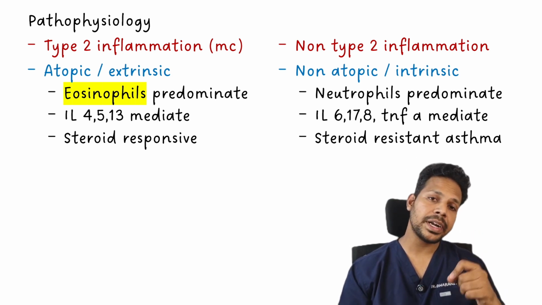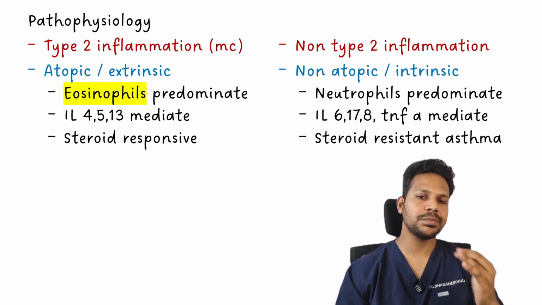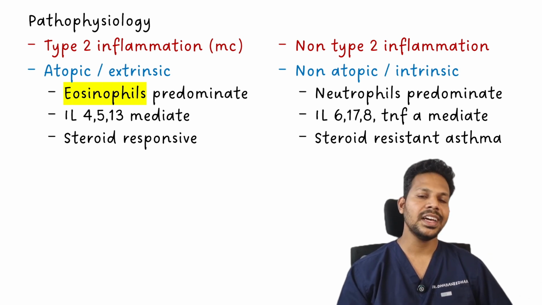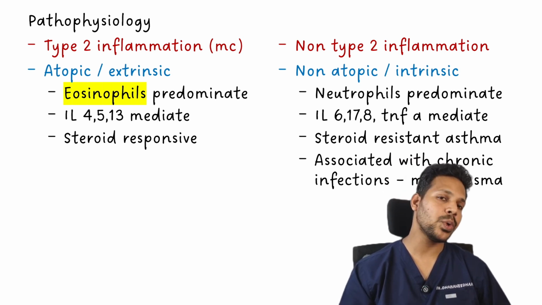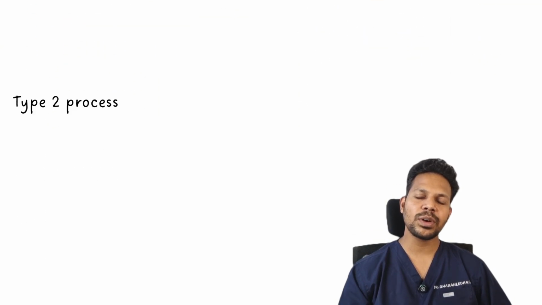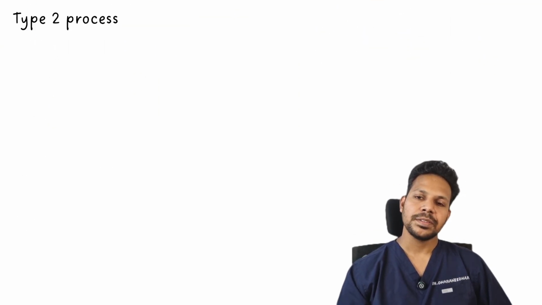Eosinophil mediated inflammation is very much steroid responsive, but neutrophilic inflammation is steroid resistant, and this is also associated with chronic infections like mycoplasma. So these are the brief differences between type 2 and non-type 2 inflammation. Now let's look at the type 2 process.